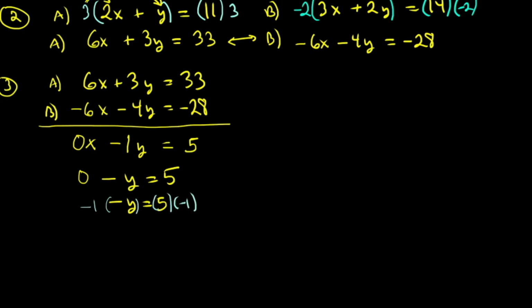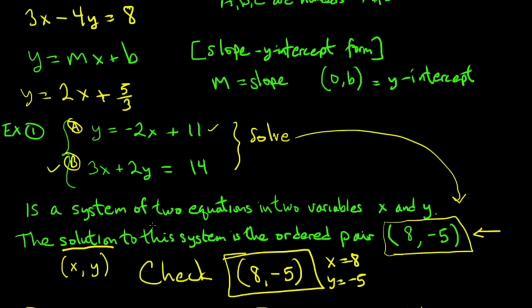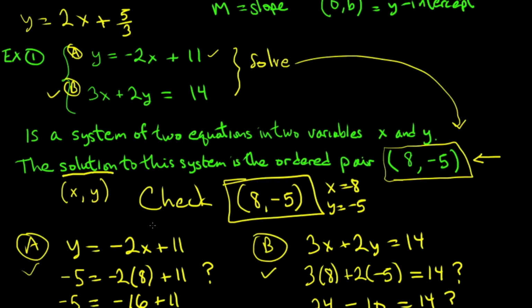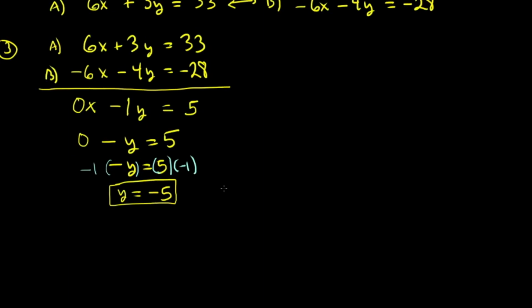Right? On the left side, negative 1 times negative y is positive y, and 5 times negative 1 is negative 5. So y is negative 5. Got it? All right, so we're basically halfway done, right? We're not done yet, because remember, a solution is not a single number here. If you remember, a solution, way back up here, is two numbers, right? It's an x and a y. We only have the y. We now have to find x.